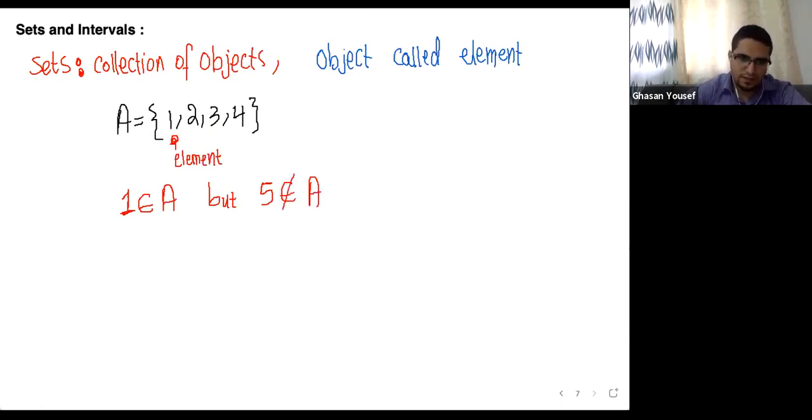Sorry, this is an element inside the set. Here, this is not an element inside the set A. This is what you have to know about sets. Now let's go to the intervals. Any question for sets? Does it make sense, what I said here?